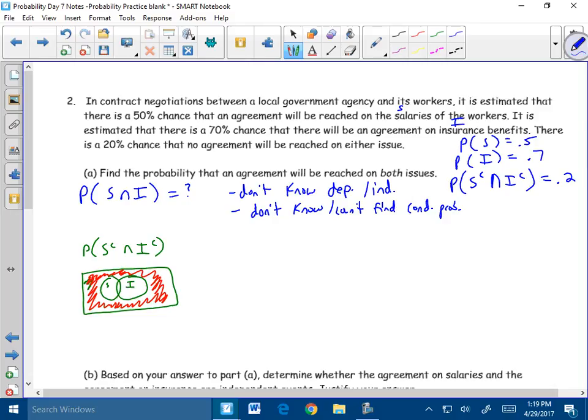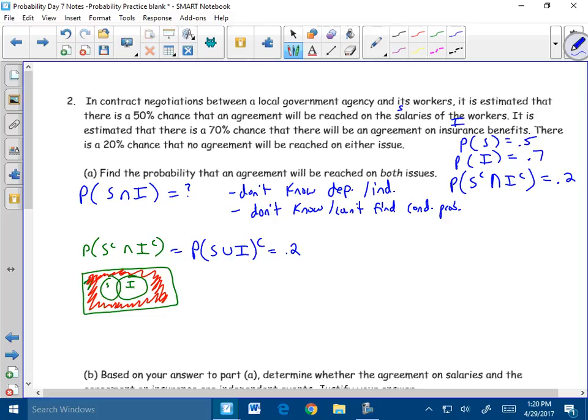Does it make sense that that's the same thing as saying that's the probability of S union I complement? Because the opposite of S or I, again, is this outside part. So this is just another way to represent this. If I said, show me S or I complement, you say, oh, it's got to be on the outside. It's the opposite of the two circles. Okay, so I know that's 0.2.